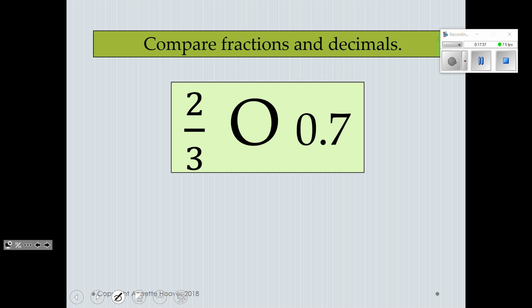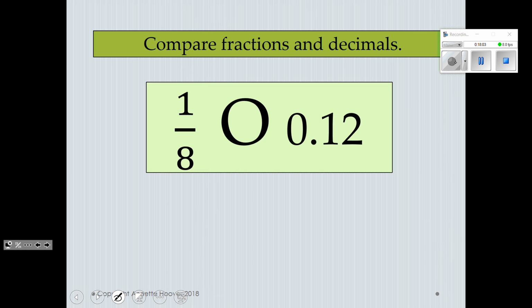If one is a fraction and one is a decimal, you're either going to have to convert the decimal to a fraction or the fraction to a decimal. If I go 2 divided by 3, that is the same thing as ninths. This one's times 3 for ninths. This one's times 3 for ninths. That would be 6/9, and I know that 6/9 is written like this, and that is less than 7/10.